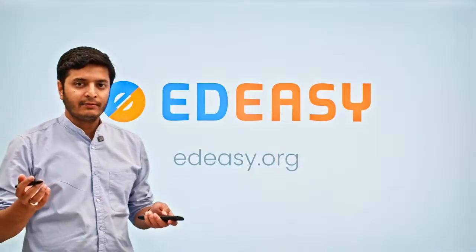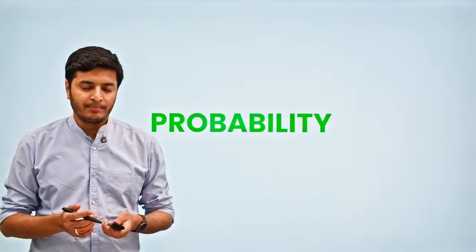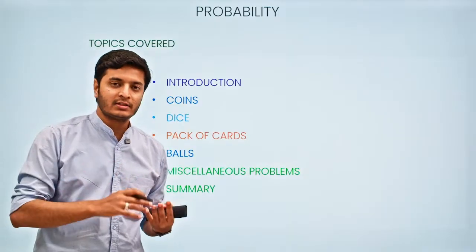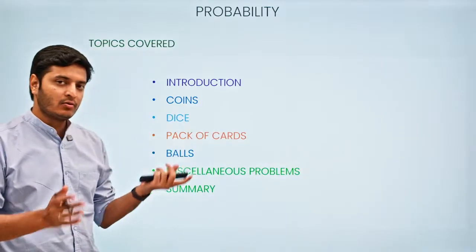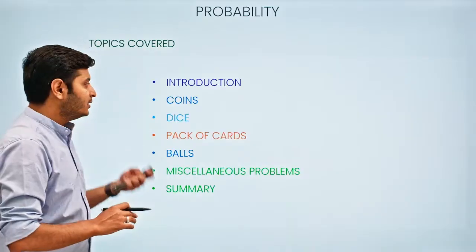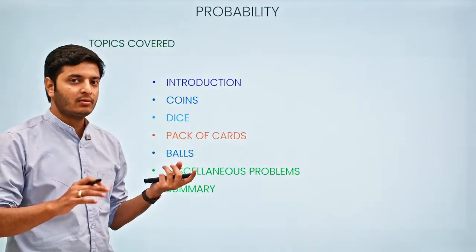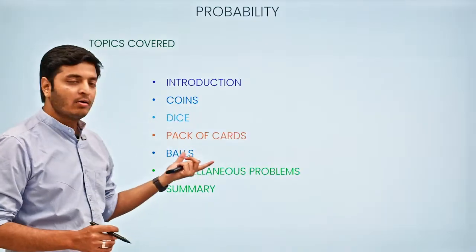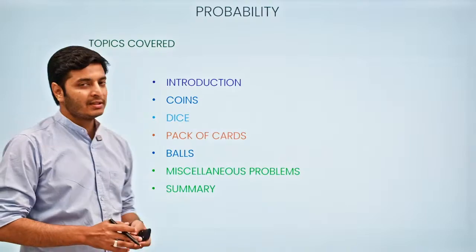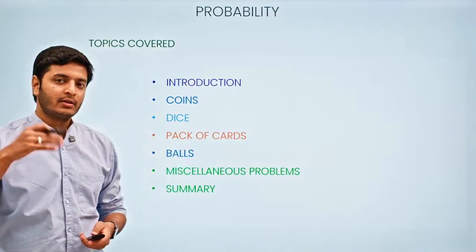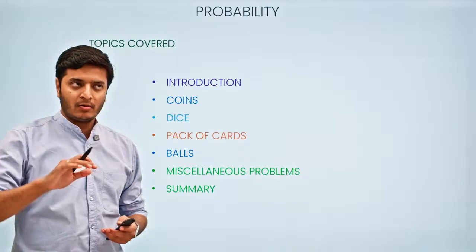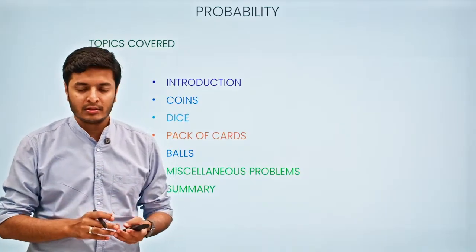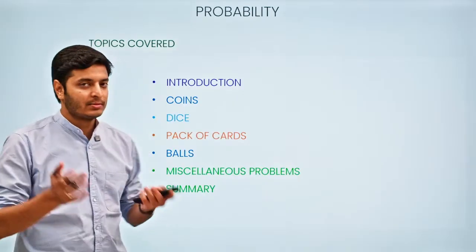Now, as I told you, we are gonna talk about probability today. What we are going to cover in this session is listed here. First, we are going to talk about the introduction part of probability. Then we are going to see different problems or scenarios related to coins, dice, then pack of cards, balls, and miscellaneous problems that you can expect in your board exams also. I will also tell you how to avoid common mistakes so that you will not get lesser marks, and then we are going to summarize the chapter.